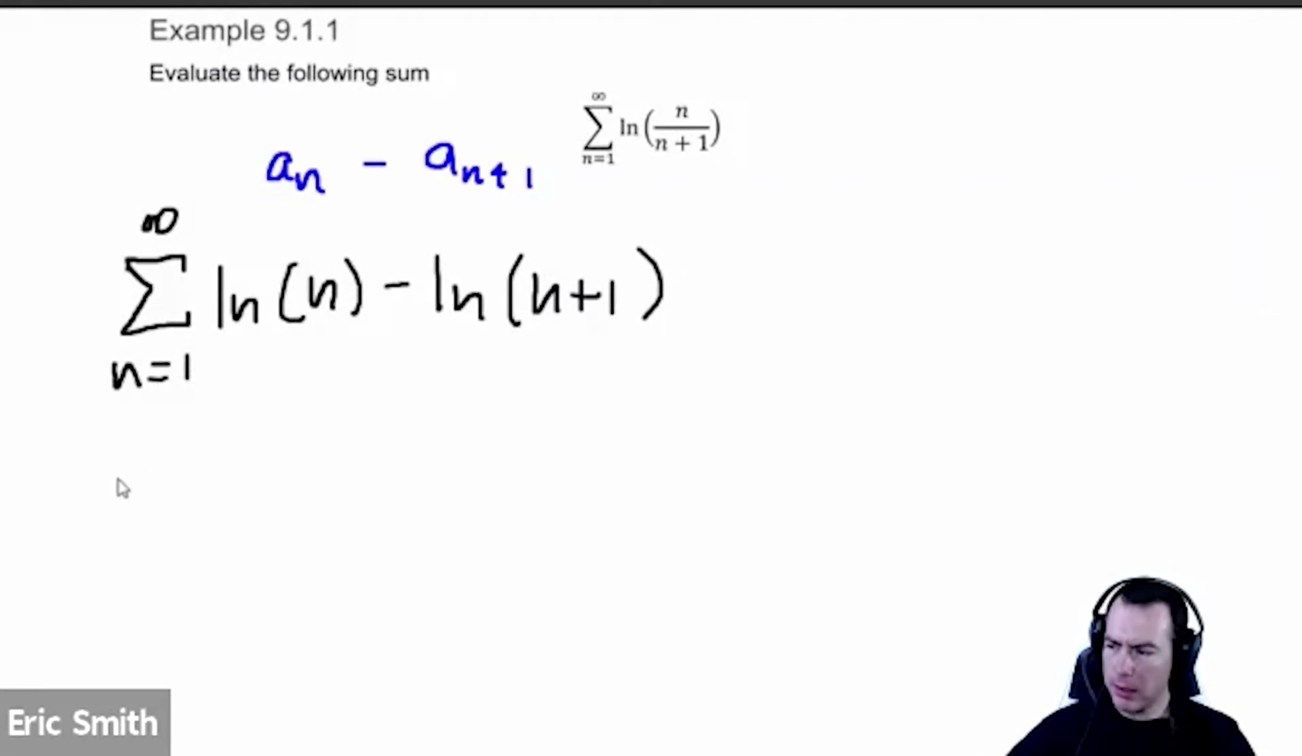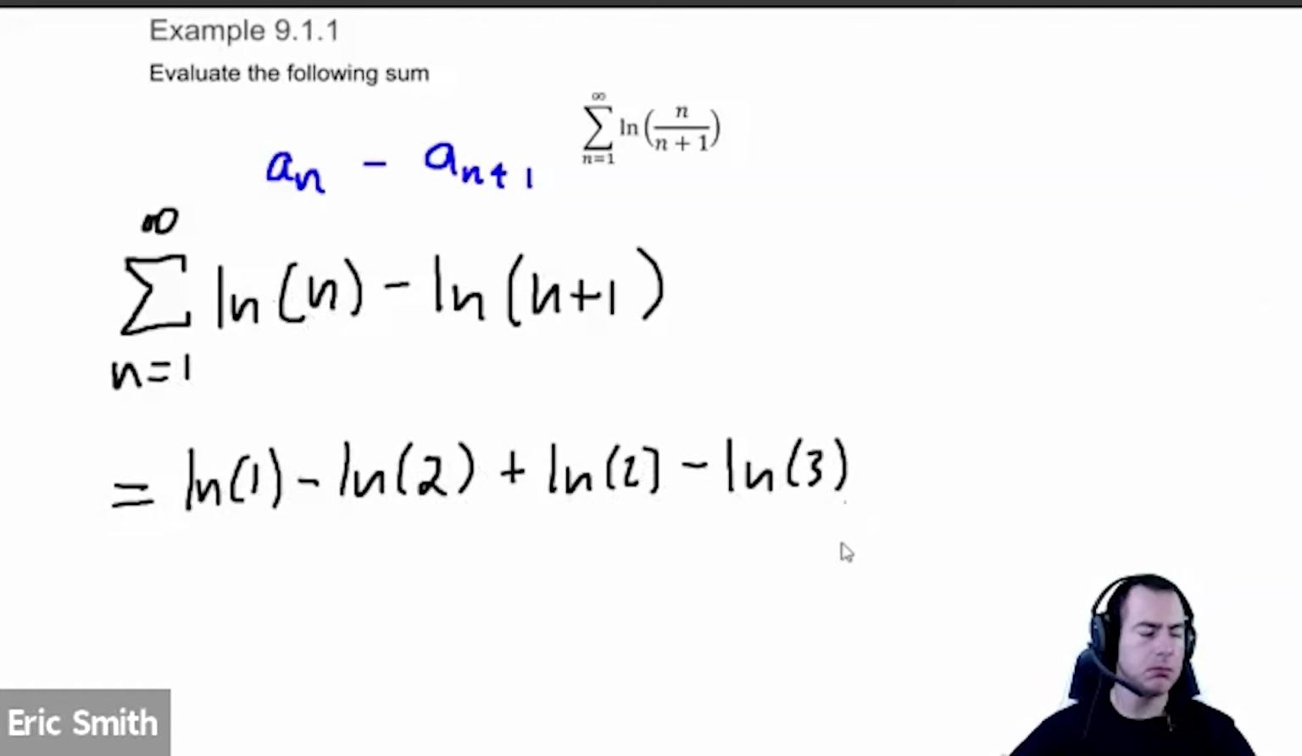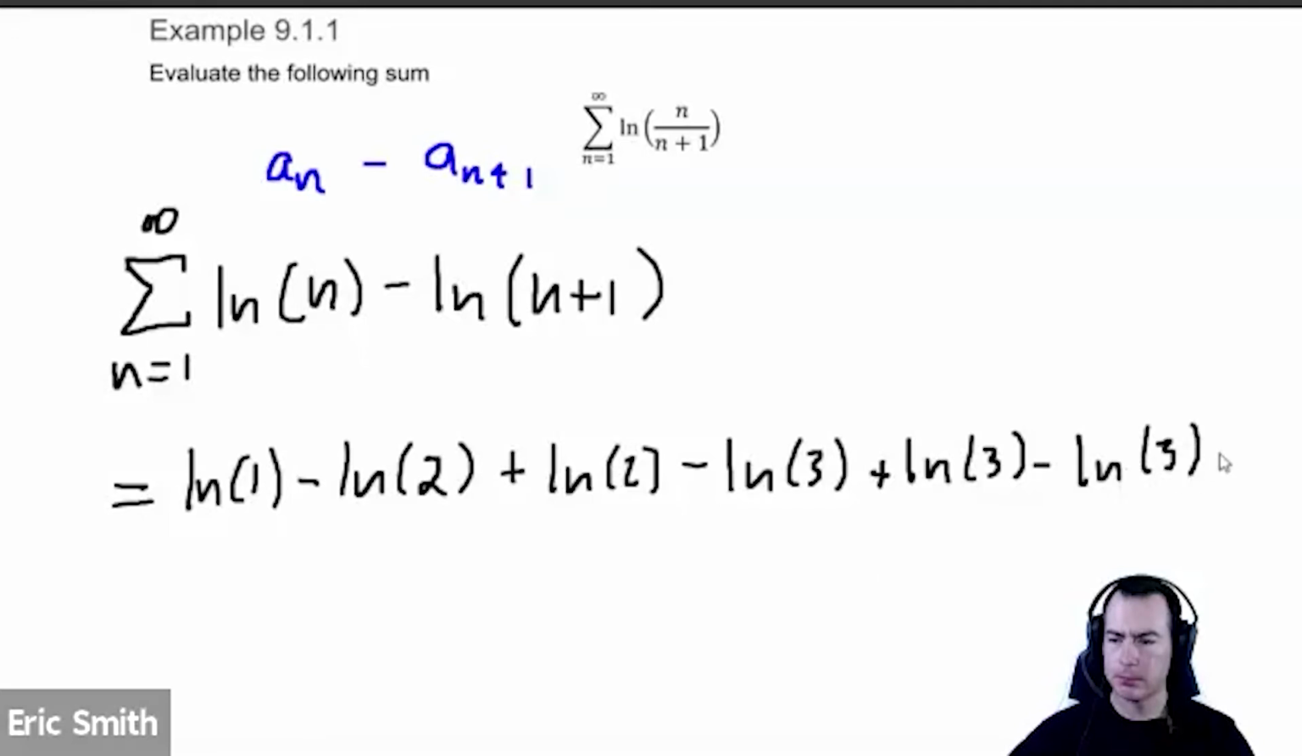And even if I wanted to make this more clear, I could start to write out what these terms look like. So as n equals 1, my first term is going to have the natural log of 1 minus the natural log of 2. Then I could plug in n equals 2, and now I have the natural log of 2 minus the natural log of 3. That'd be my second term. And you can see what will happen as we continue on down the line. Dot, dot, dot. These terms will continue going on and on forever.